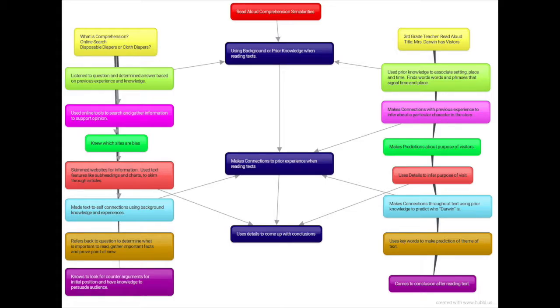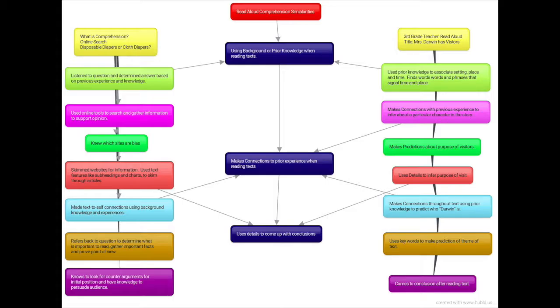Throughout the story, she makes connections based on that same prior knowledge. She bases her assumptions on memories from her science class. As she reads, she makes predictions about the purpose of the visitors. Details in the text also help her infer about that purpose. The prior knowledge from her science class and her knowledge on how language has changed throughout the years helps her figure out the plot of the story, and those connections help her make meaning of the text.